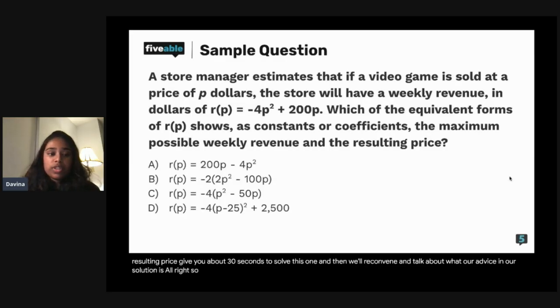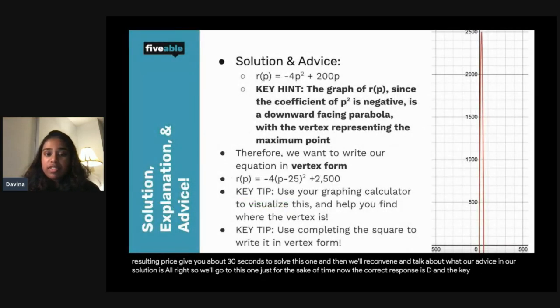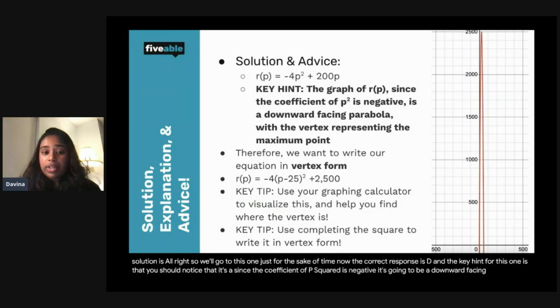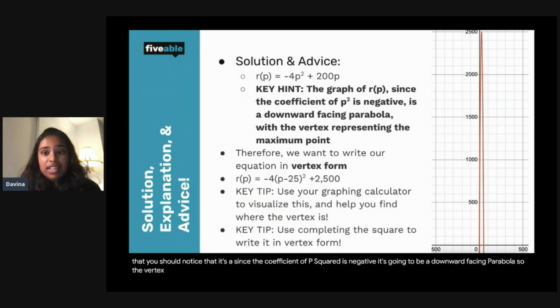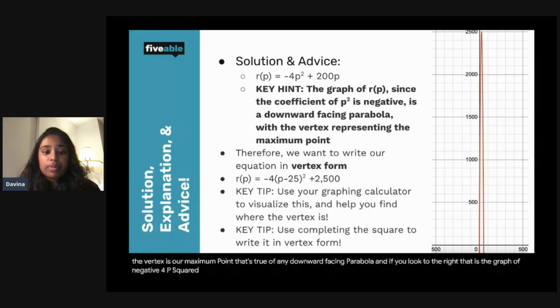All right, so we'll go through this one just for the sake of time now. The correct response is D, and the key hint for this one is that you should notice that since the coefficient of p squared is negative, it's going to be a downward facing parabola. So the vertex is our maximum point. That's true of any downward facing parabola. And if you look to the right, that is the graph of -4p² + 200p.